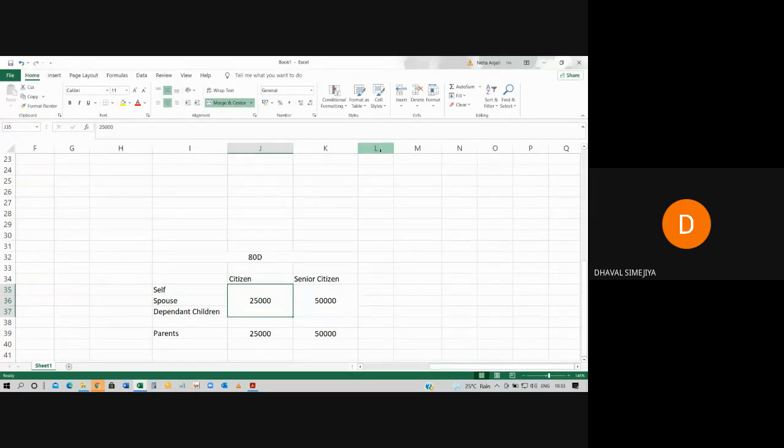Now, if I want to give you an example, Mr. X has taken mediclaim policy of 22,000 and preventive health checkup of 5,000. Maximum benefit available is 25,000. So mediclaim 22,000, preventive health checkup only 3,000. Otherwise mediclaim 20,000, preventive health checkup 5,000, but it cannot exceed 25,000 rupees.